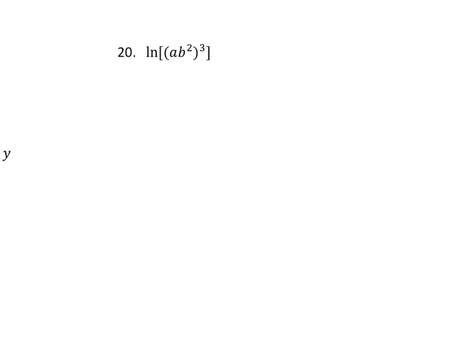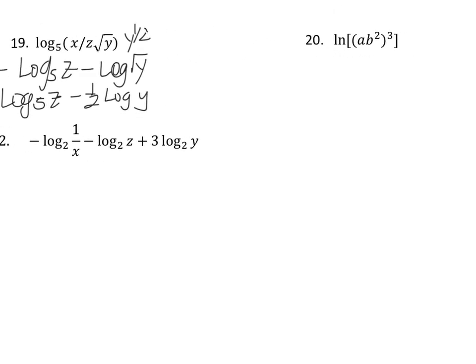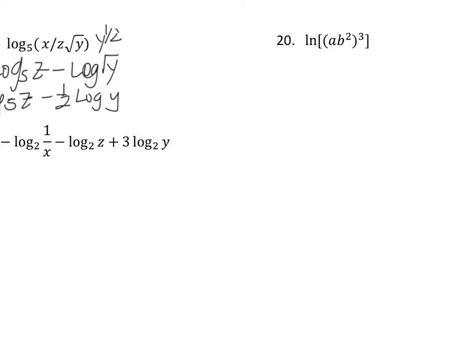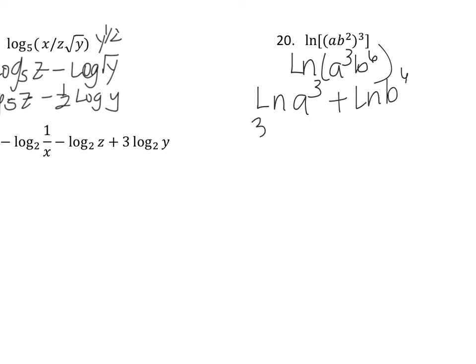And number 20, let's see, the natural log of a times b squared, to the third. Sometimes it might be easier to actually just distribute your exponent and look at it as ln of a cubed b to the 6th. And now I can make sure it all gets done right. Ln of a cubed plus, because they're being multiplied, ln of b to the 6th. My exponents become coefficients, so 3 ln a plus 6 ln b.